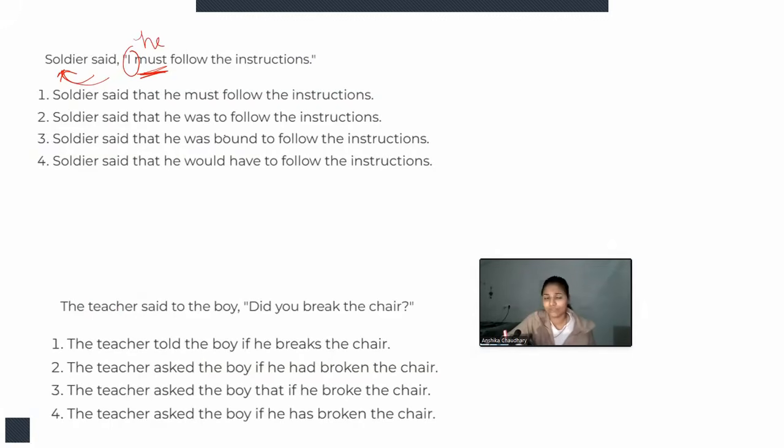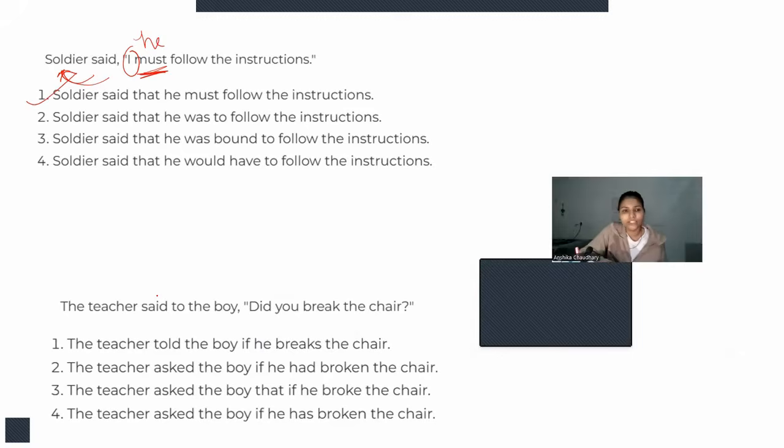So the soldier said that he must follow the instruction. Option number 1 will be the correct answer. I hope it is clear to you. Let's move on to the next.